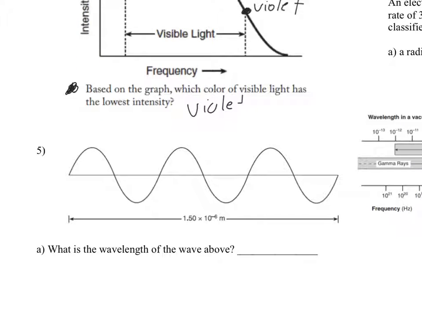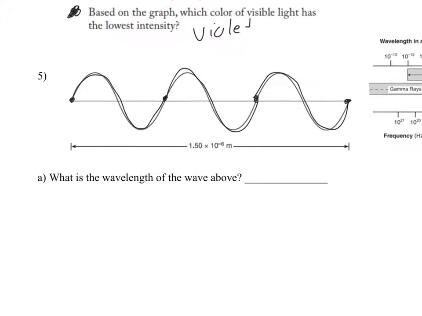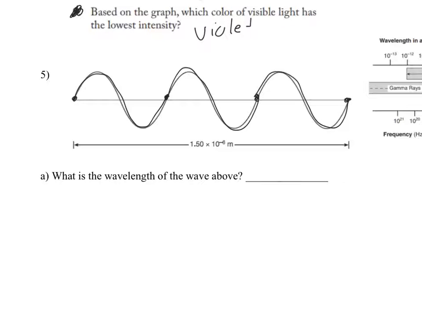Next one here says, what is the wavelength of this wave, or of the wave above? Let's see how many waves there are. So we have 1 wave, 2 waves, 3 waves. A lot of people will be tempted to say that the answer here is 1.5 times 10 to the negative 6 meters, but we know that that is not a wavelength. A wavelength is the length of 1 wave. So if that total length is the length of 3 waves, how much is each wave?